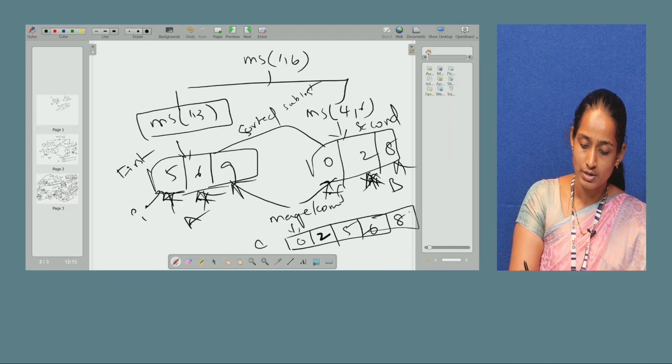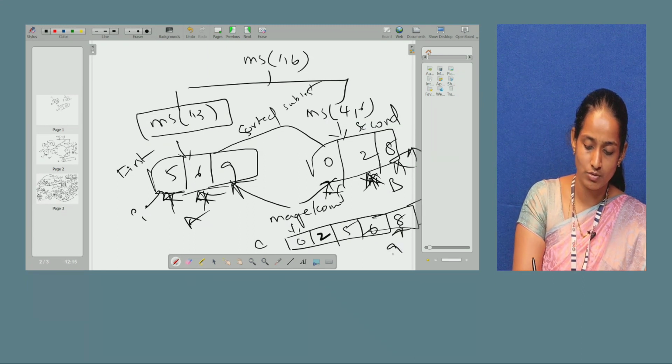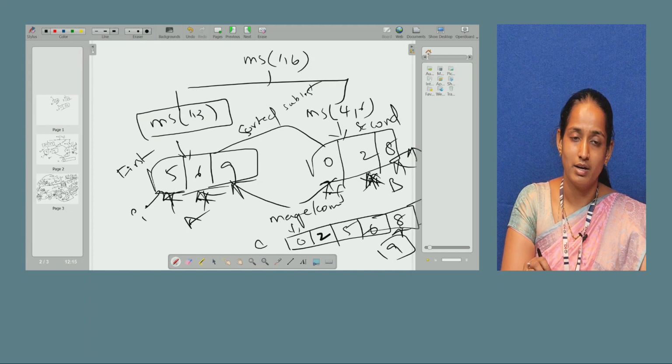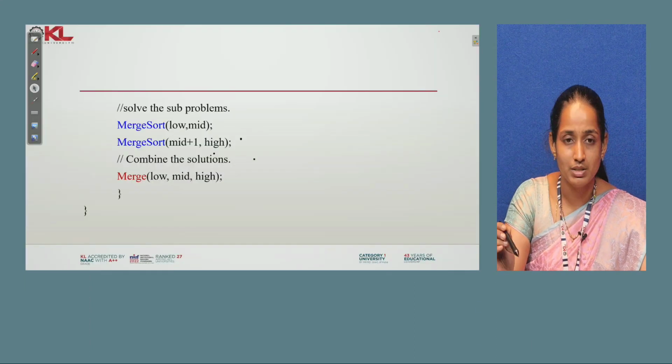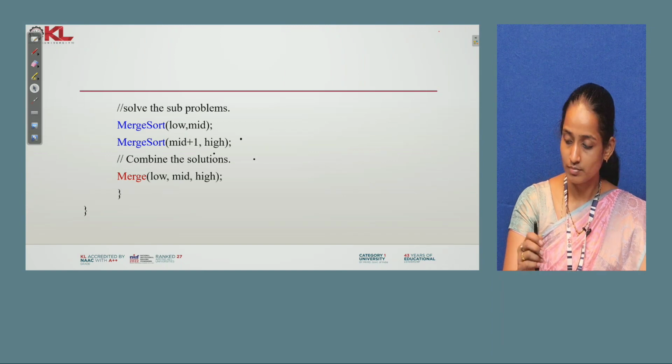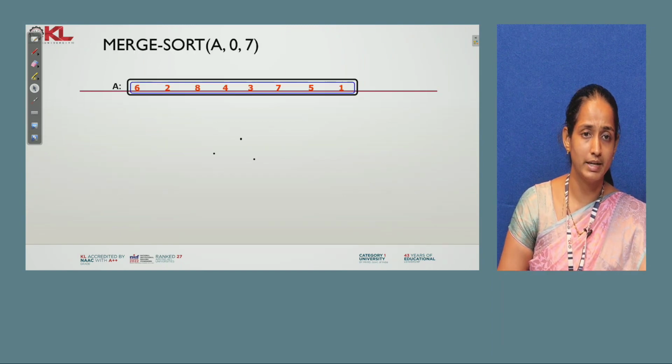So it is the end of the list, so whatever elements remain here, you will push directly into the resultant array. So the final sorted sublist is 0, 2, 5, 6, 8, 9. So this is the process behind the merge process using the divide and conquer principle. And I hope this is made clear.